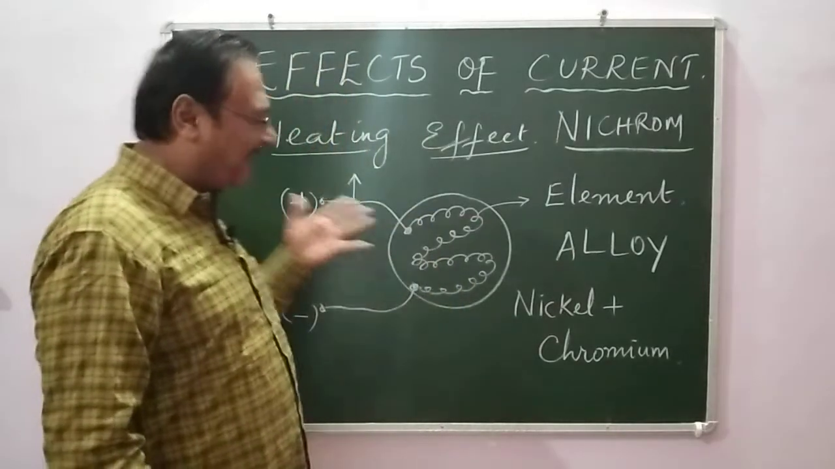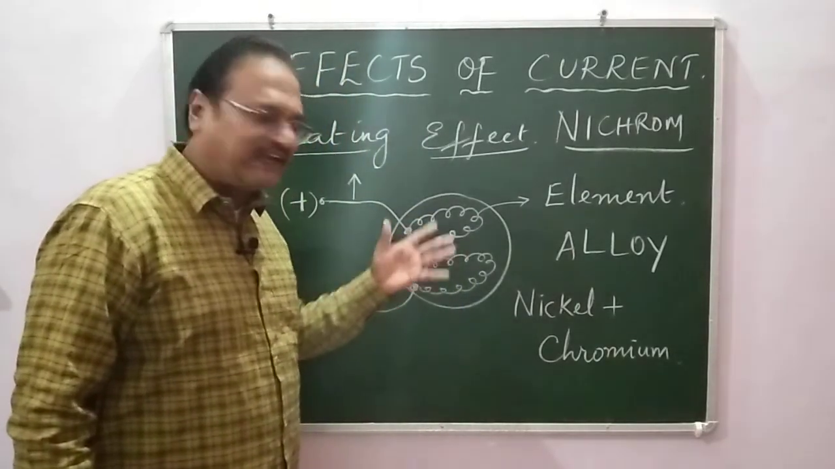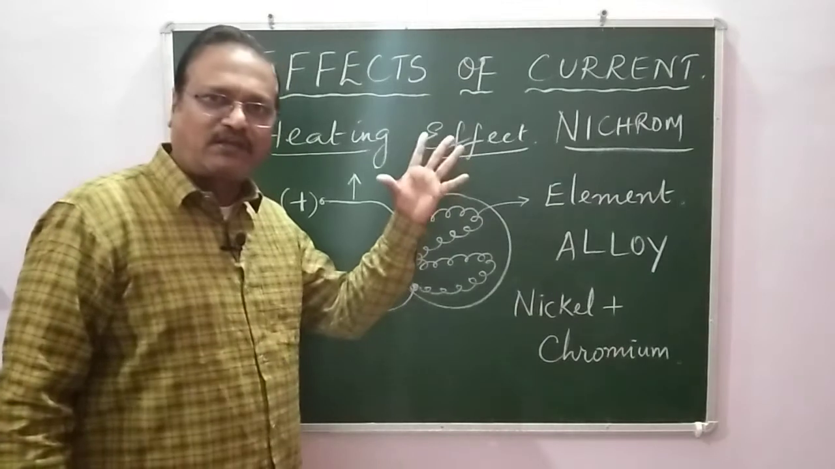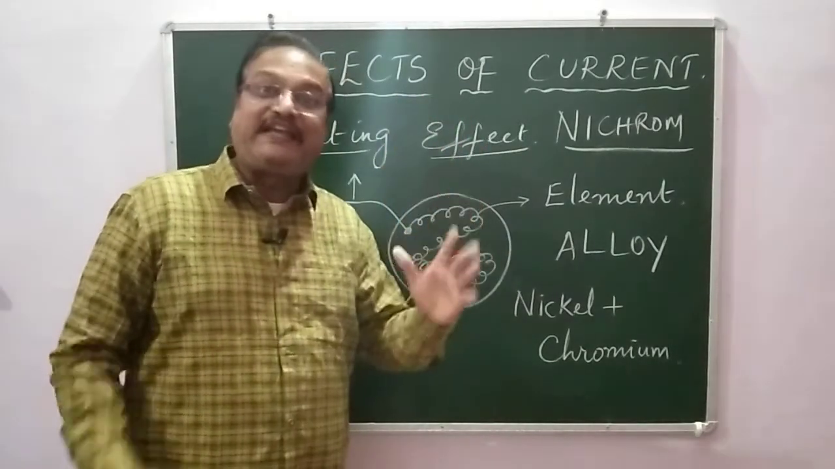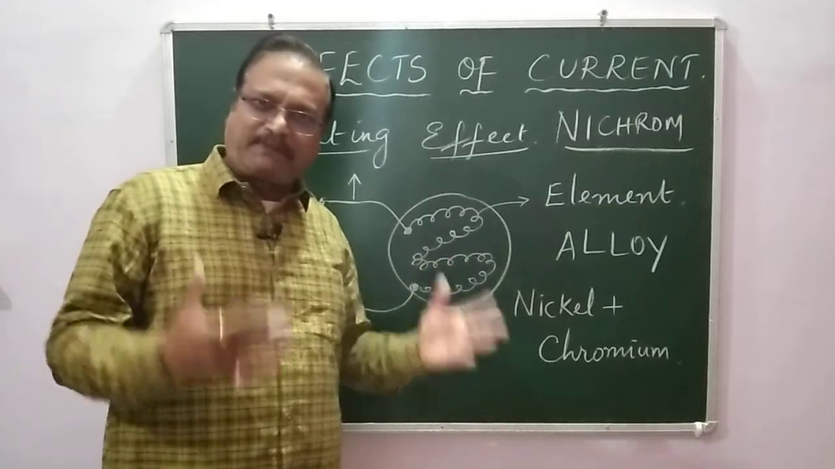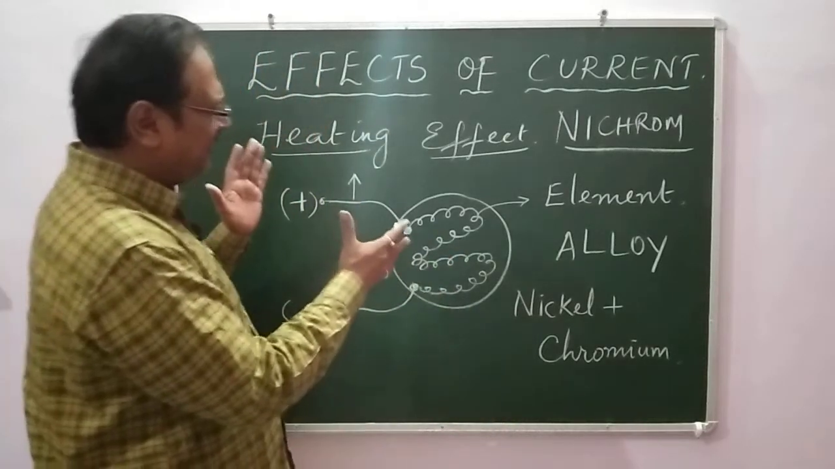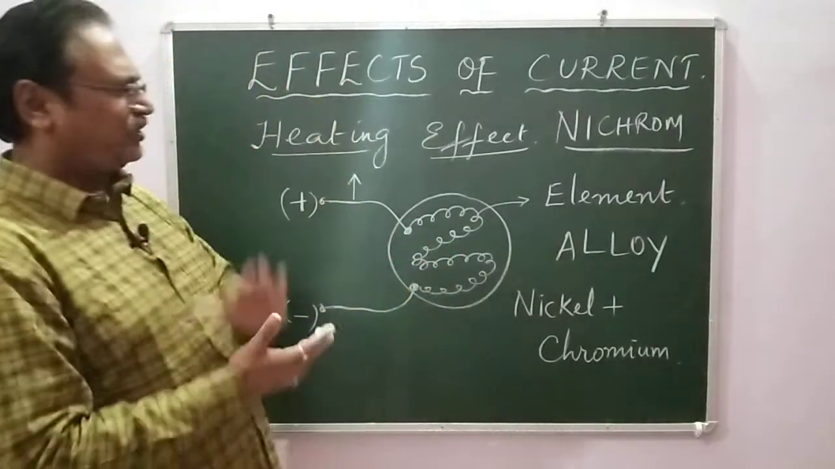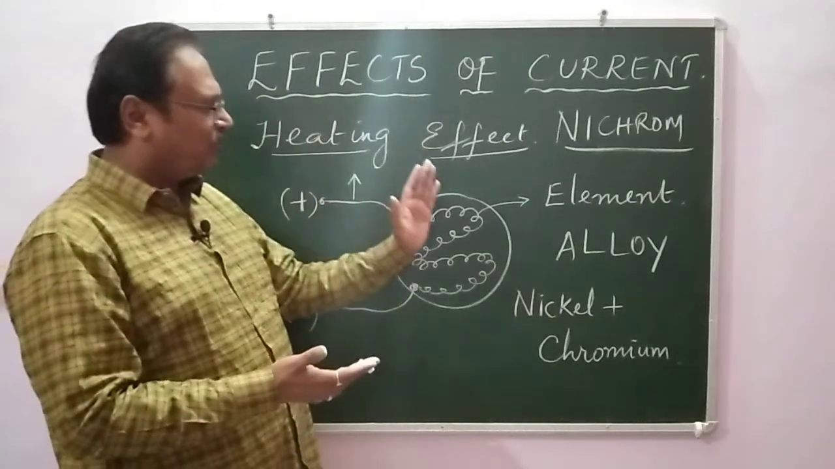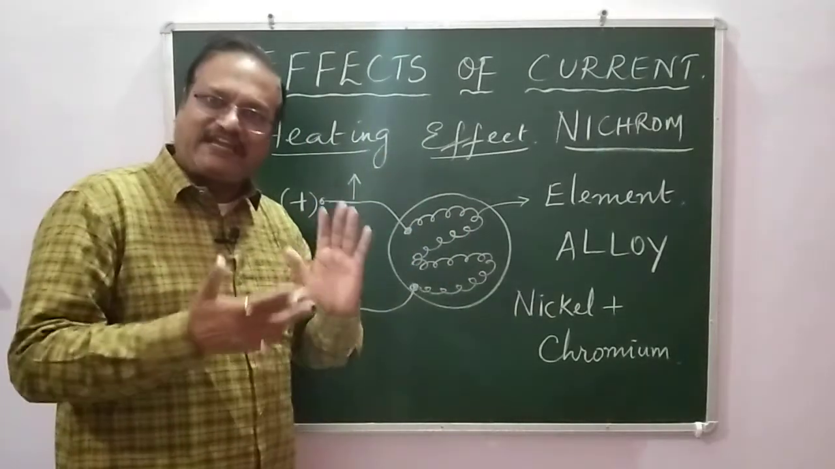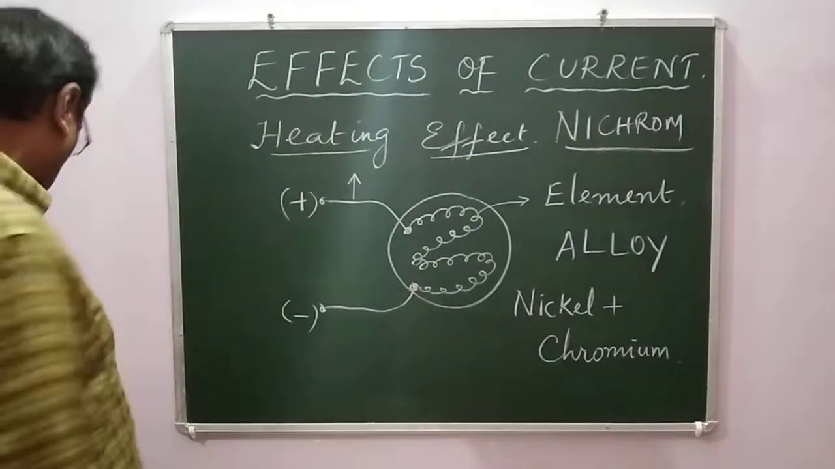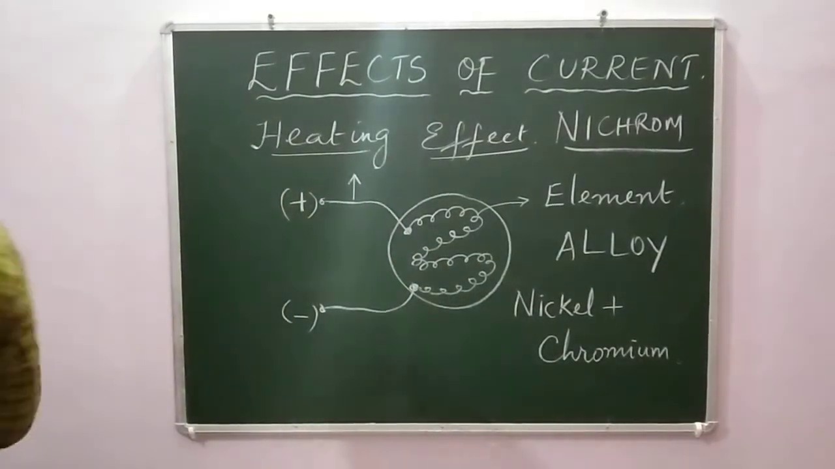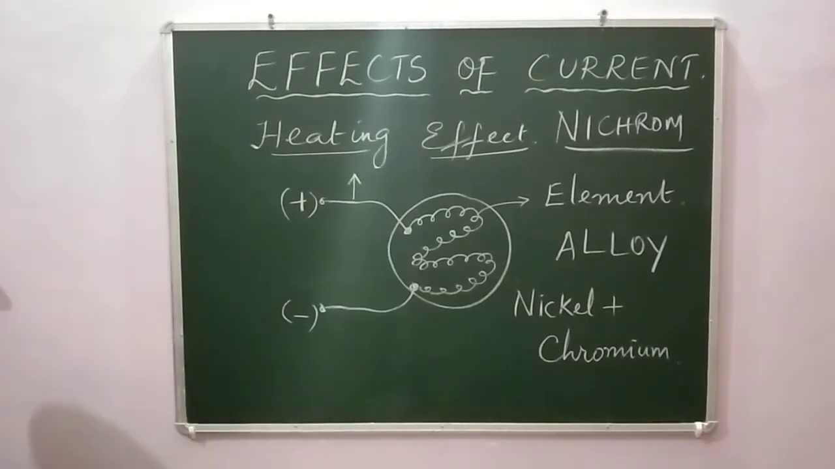That nichrome produces heat energy, right? When electricity passes through, you'll find that it becomes red hot and produces heat energy. You get my point? This is one of the effects of electricity, that it is going to produce heat energy. Yes, you can think of some examples of it also. Right, let me now move on further.